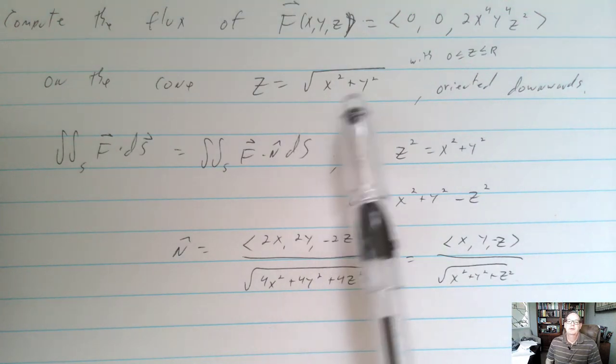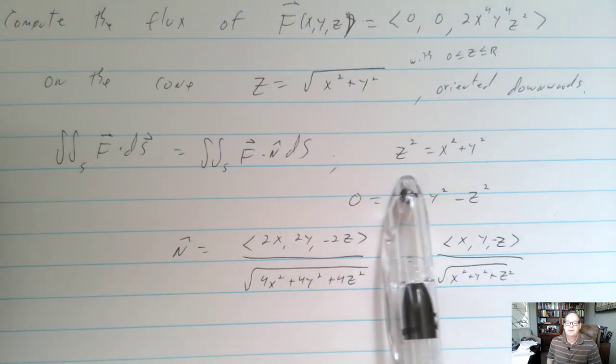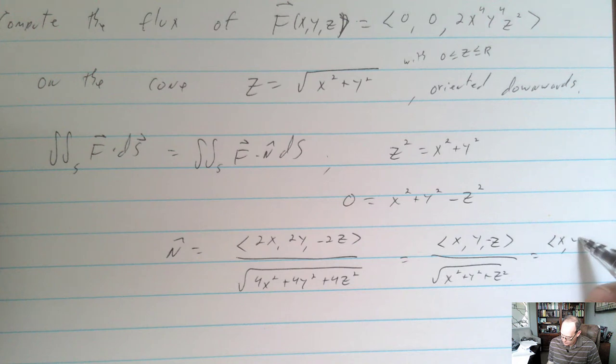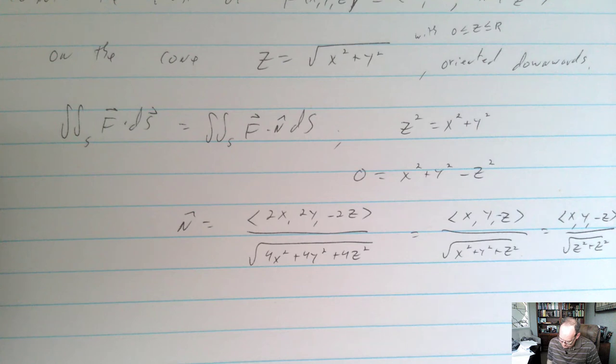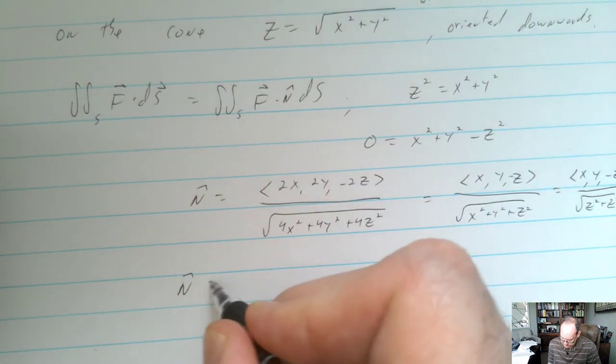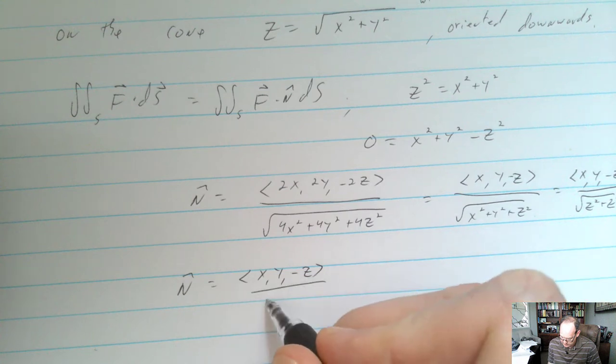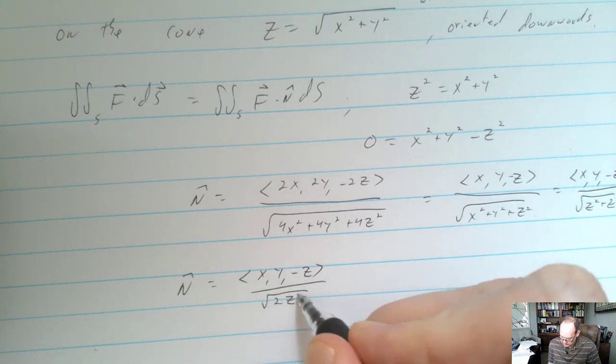But on our surface, x squared plus y squared equals z squared. So this will be the same as x, y, negative z, all over the square root of z squared plus z squared, or 2z squared. So x, y, negative z, all over the square root of 2z squared.